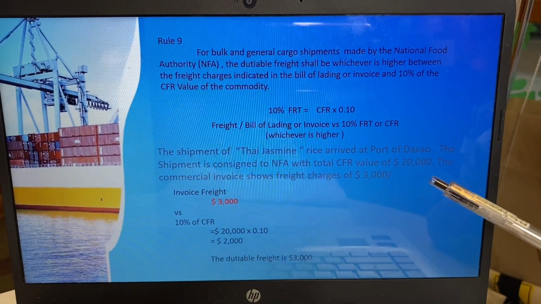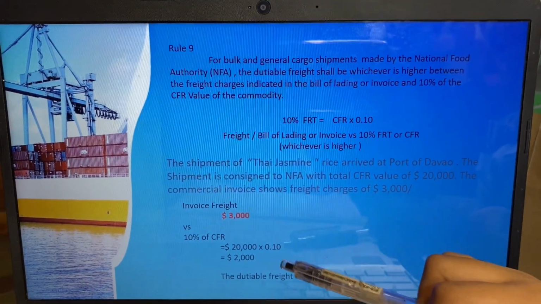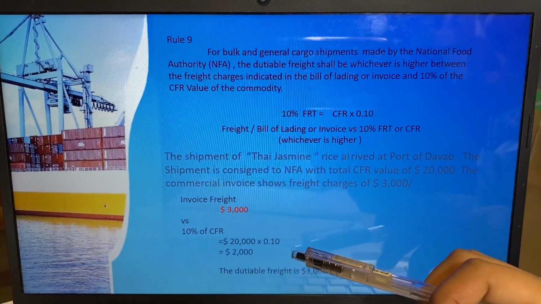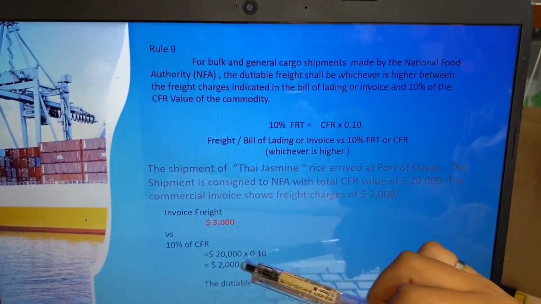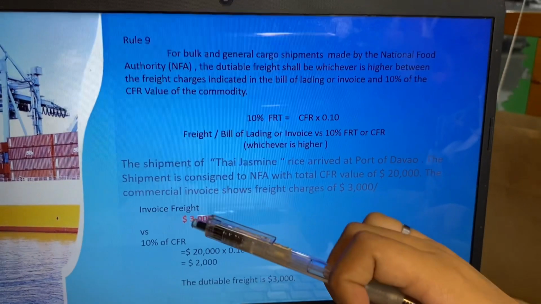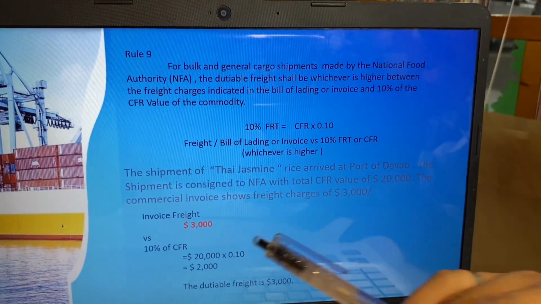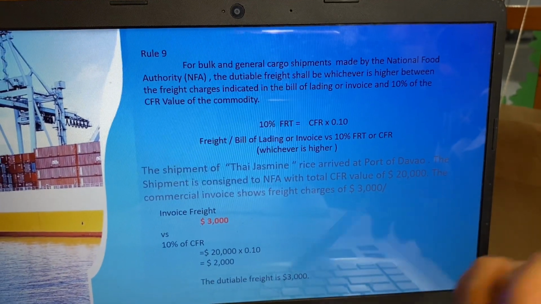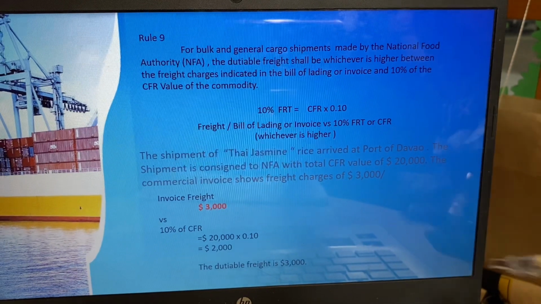You need to multiply that with 10%, which is 0.10. So you would get 2,000. You need to compare that one, 3,000 versus 2,000, and 3,000 is the higher. So on rule number 9, the dutiable freight is 3,000. Always remember, whichever is higher for rule number 9.